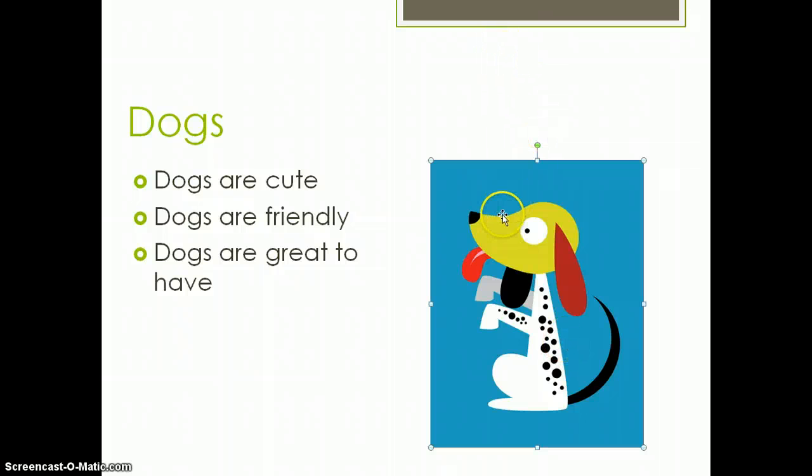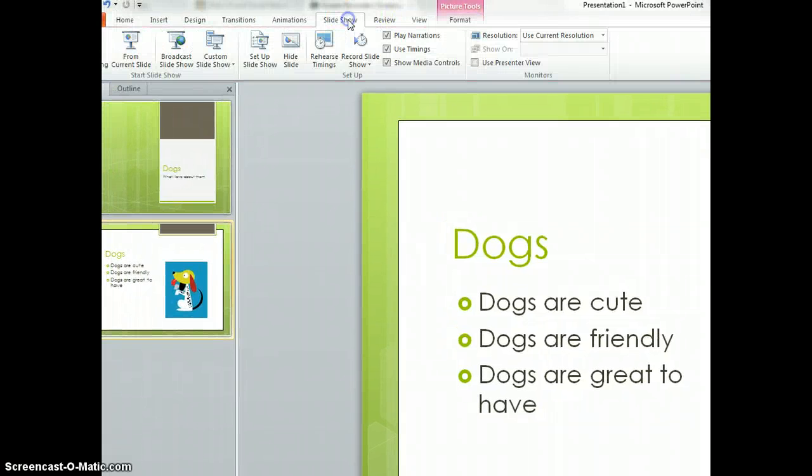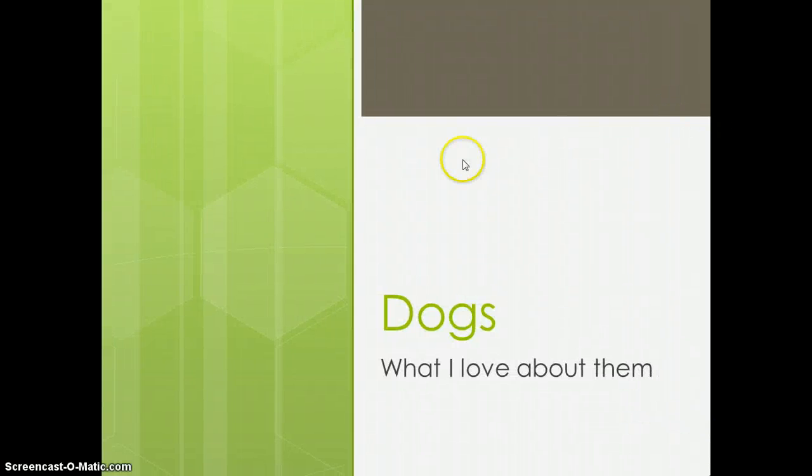Okay, step 7. Select the slideshow button at the top of your menu bar and choose. I'm going to select slideshow. And then from the beginning is my command button, and that will begin my slideshow. Here we go.